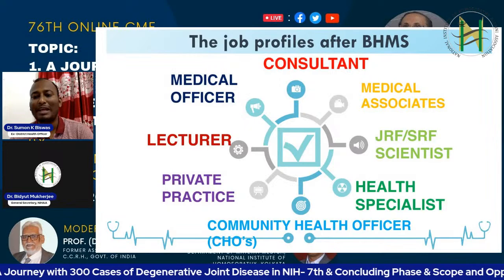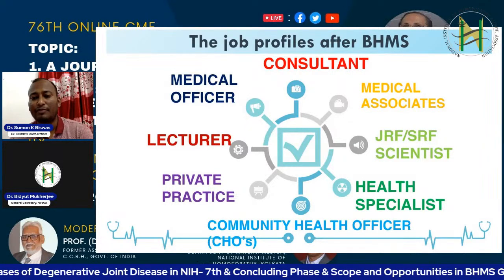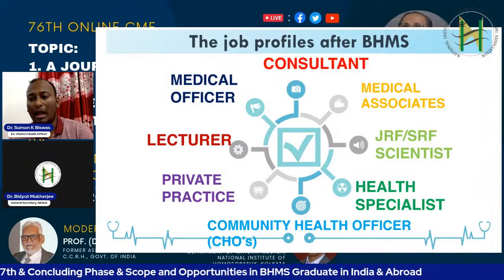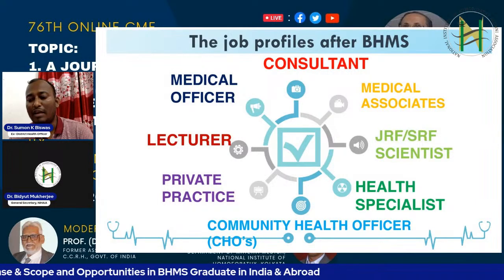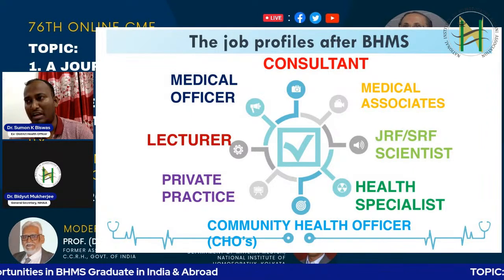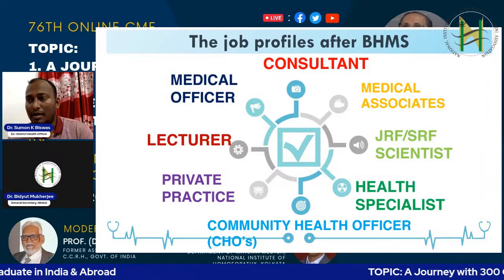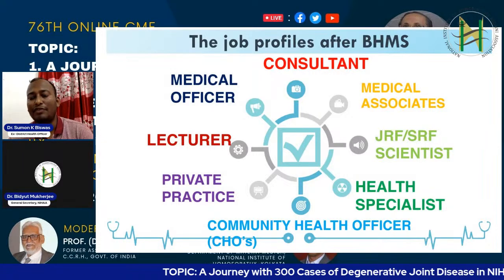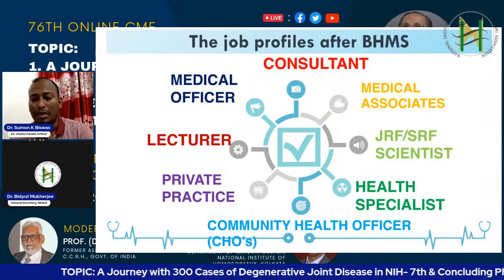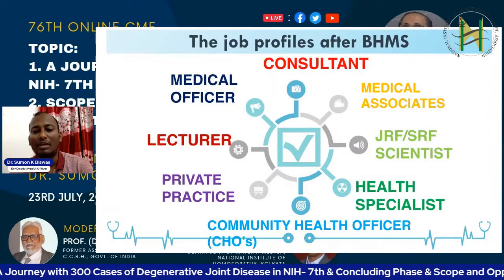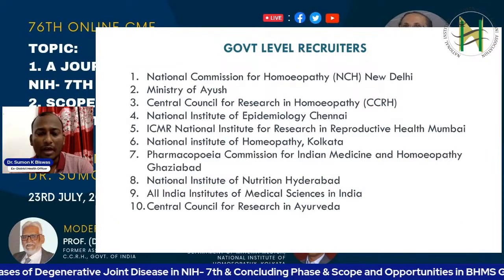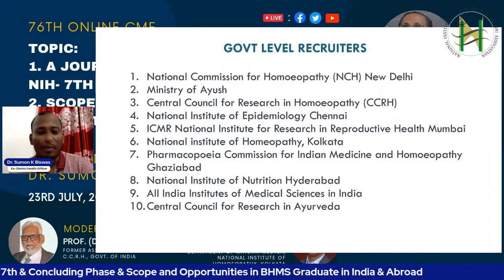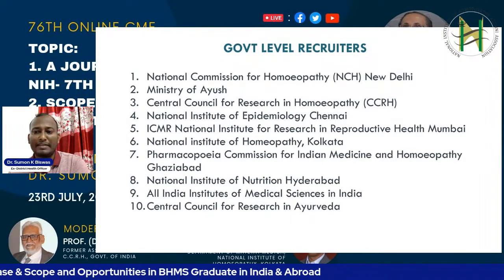Also, you can work as a medical associate. Medical associate in the sense that you can work just as a graduate. So you can be a medical officer and you can help and earn, helping the professionals who are highly experienced in that. This associate is a different kind of term, and I used it here in a different way. So you can work as a medical officer here. So these institutes at the government level recruit, National Commission of Homeopathy, NCH.